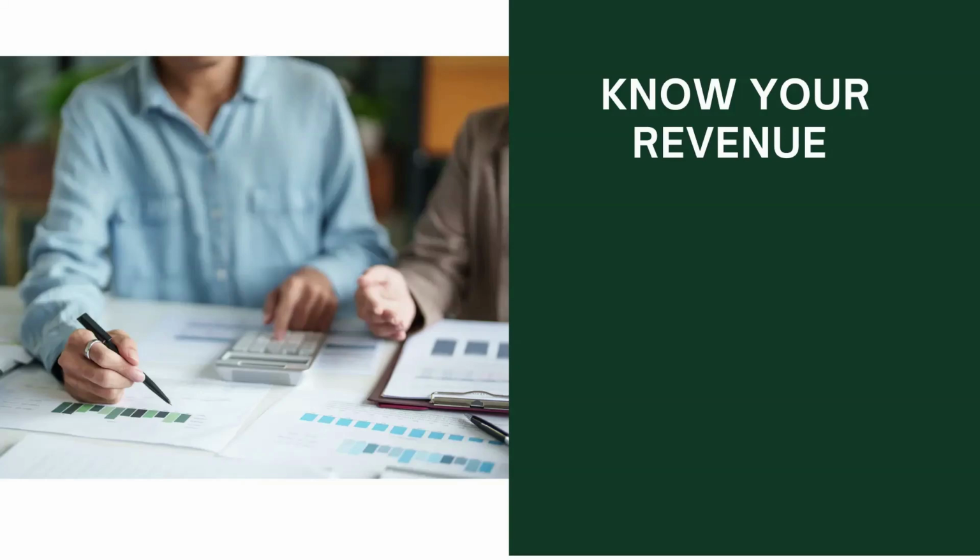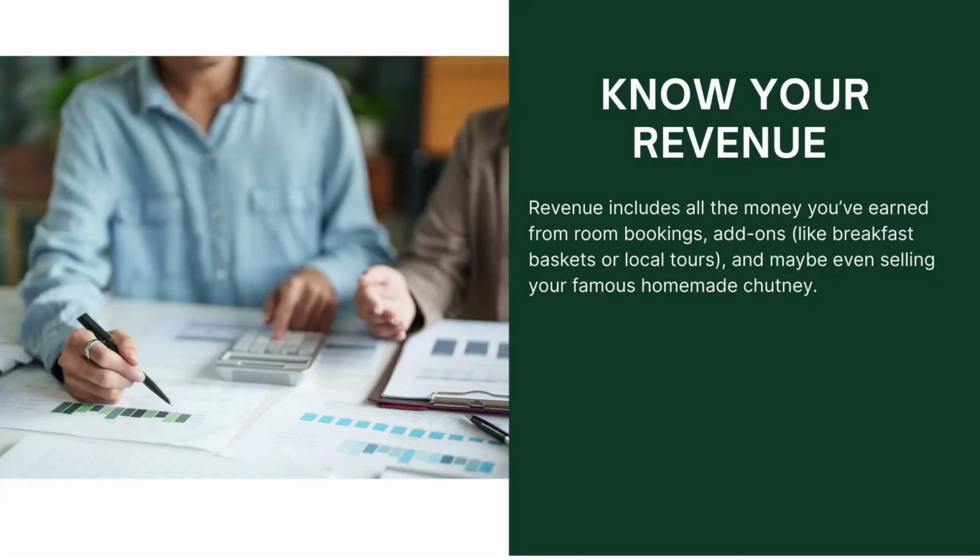Let's start with the fun number, money in. Revenue includes all the money you've earned from room bookings, add-ons like breakfast baskets or local tours, or maybe even selling your famous homemade chutney. But here's the trick. Track each revenue stream separately. Why? Because you might discover your picnic baskets make more profit than your deluxe room upgrades. And that's your cue to adjust focus.